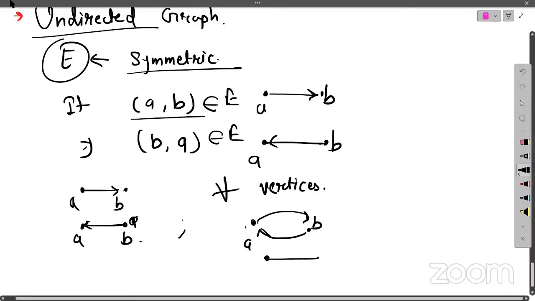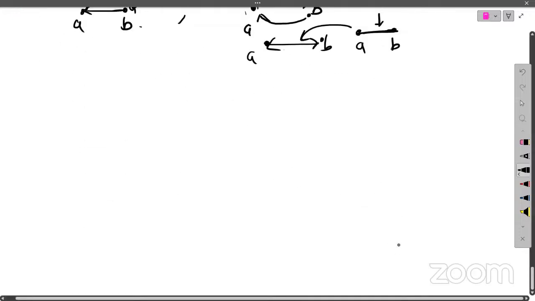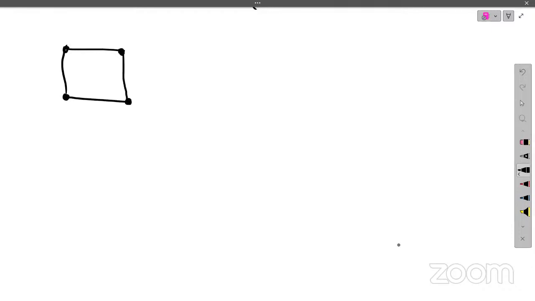These edges, either you can denote by two-sided arrows, or whenever we have a two-sided arrow, we simply replace that with a single line. The single line means you can move in any direction. So A comma B is there and B comma A is also there. That's why undirected graphs are pictured like this, with only simple lines, as I told you earlier. So this is one kind of undirected graph.